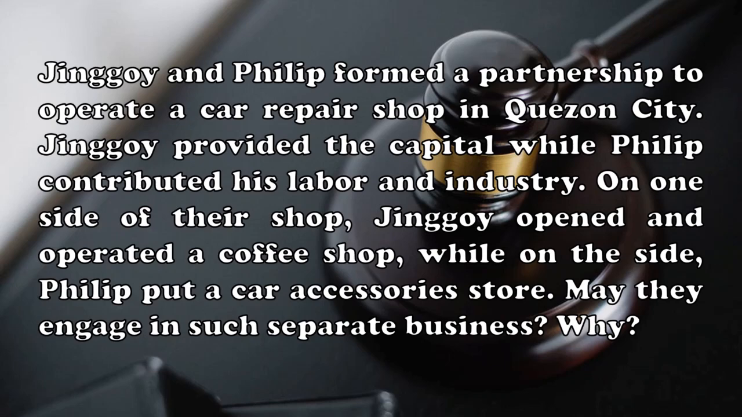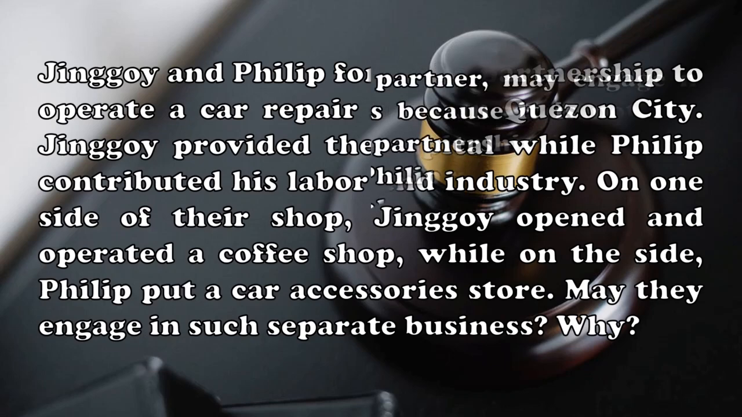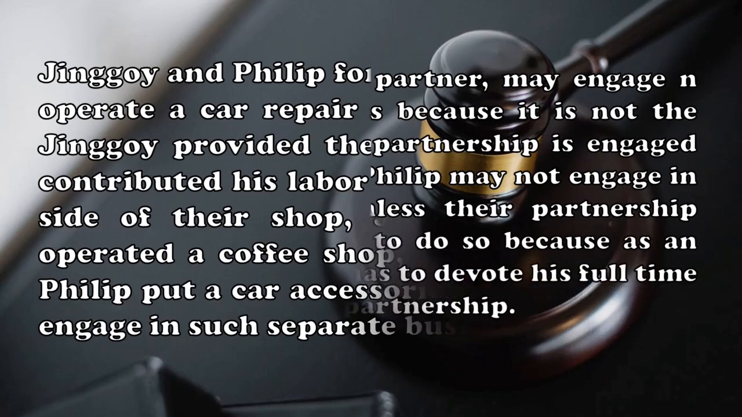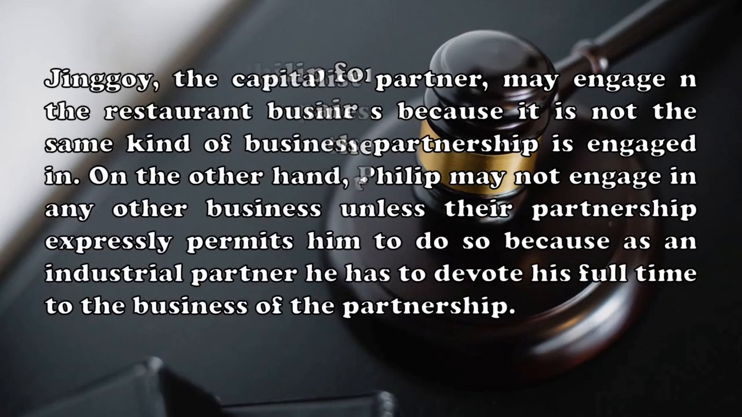So, maliban dun sa partnership nila, si Jinggoy, na capitalist, nagpagawa ng isang coffee shop katabi nun. On the other hand, si Philip din naman, meron din siyang business na katabi nun, car accessories store. So, anong mangyari? Pwede ba sila? May they engage in such separate business? The answer would be, Jinggoy, the capitalist partner, may engage in the restaurant business because it is not the same kind of business partnership is engaged on.